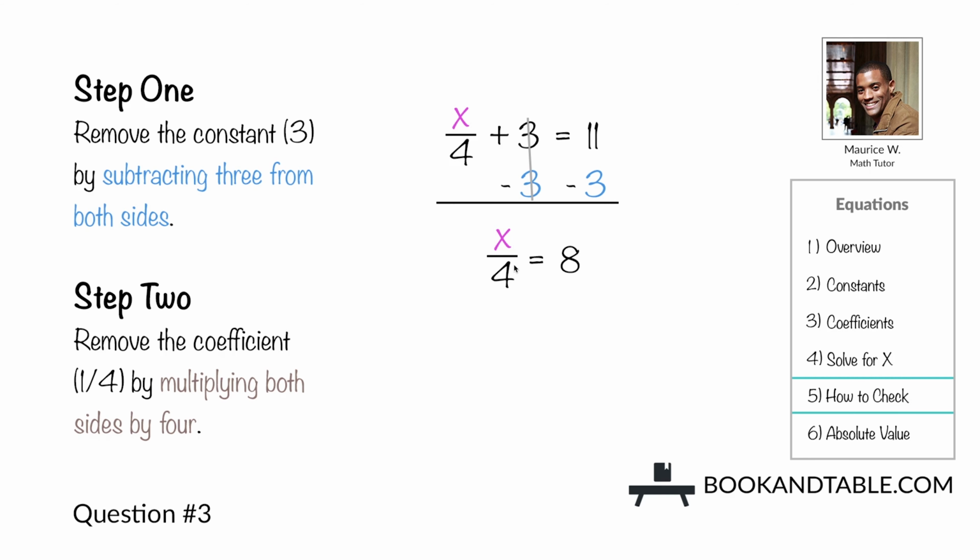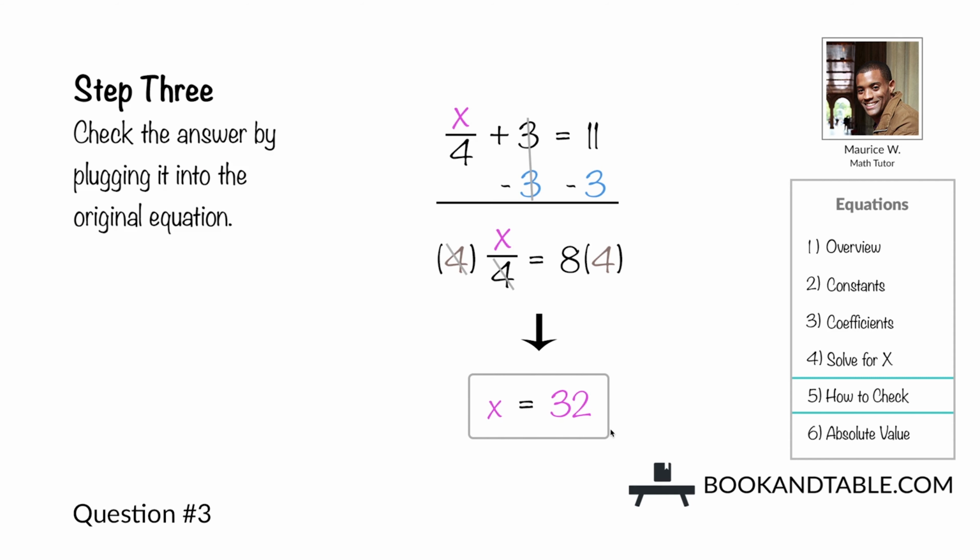And now step 2, remove the coefficient 1 over 4 by multiplying both sides by 4. All right, if you switch these to get the reciprocal, it would be 4 over 1, which is the same as 4. 4 divided by 4 is 1. 1 times x is x on the left side. 8 times 4 is equal to 32. So we see the answer to question number 3 is x is equal to 32.